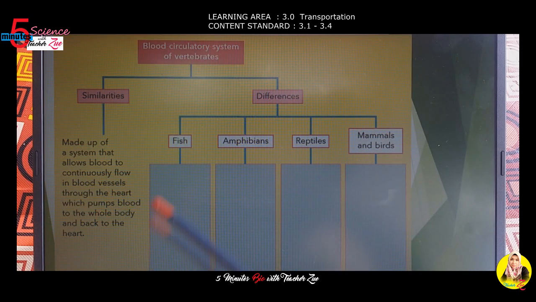While, what are the differences? So, I give you a few minutes. After this, we can discuss the answer.